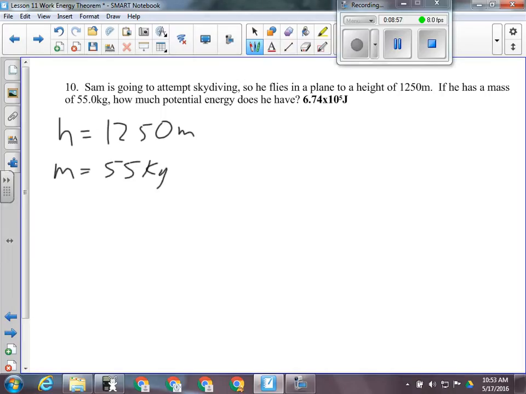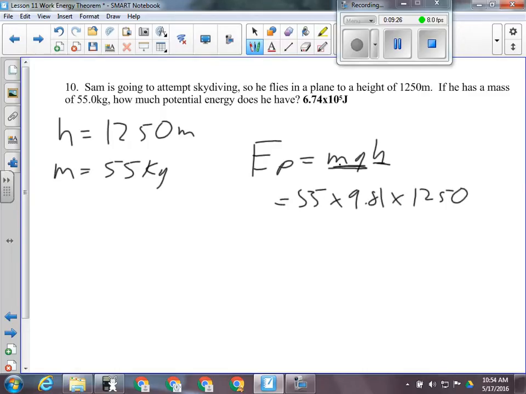Okay, how much potential energy does he have? All right, it's not actually asking about how much work was done to get him there. It's just asking how much energy does he have when he's 1,250 meters off the ground. So I just go EP equals m times g times h, which is essentially force times distance. I'm just taking his mass, 55 kilograms, multiplied by 9.81, multiplied by 1,250 meters. Okay, and that should give me 6.74 times 10 to the 5 joules.